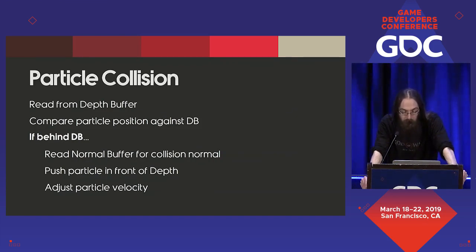If the particle is behind the depth buffer, you can use the same screen space coordinates to read the normal buffer and use that as your collision normal. Then nudge the particle in front of the depth buffer and update the particle velocity.